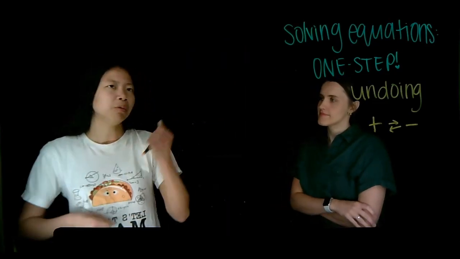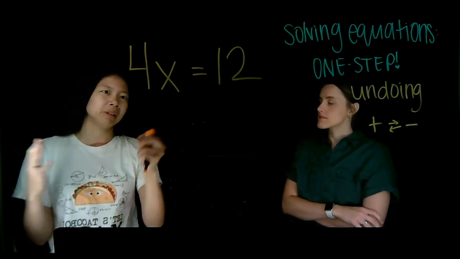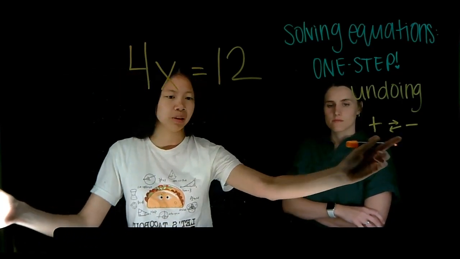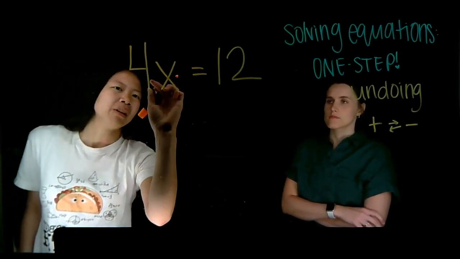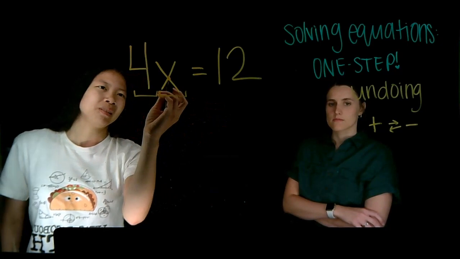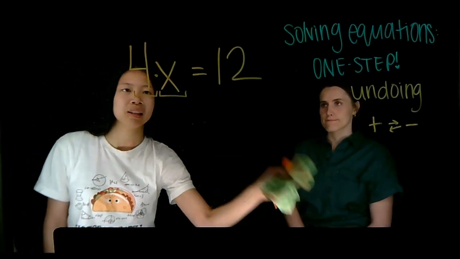All right, so what if we have a problem that looks like this? It's not very noticeable, but there's no plus or minus sign in between here, so I know I won't be able to undo with plus or subtraction. So whenever I have a constant and a variable right next to each other, that means multiplication. So there's like an imaginary little dot there to show that they are being multiplied.